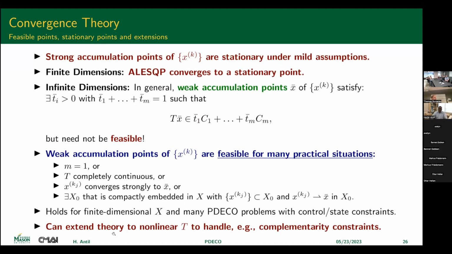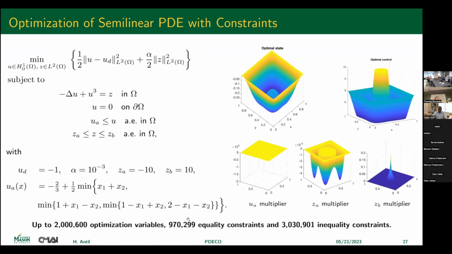We can also extend this theory where this map T is not linear, but non-linear. For example, if you have complementarity type constraints, which I will not discuss further at the moment.